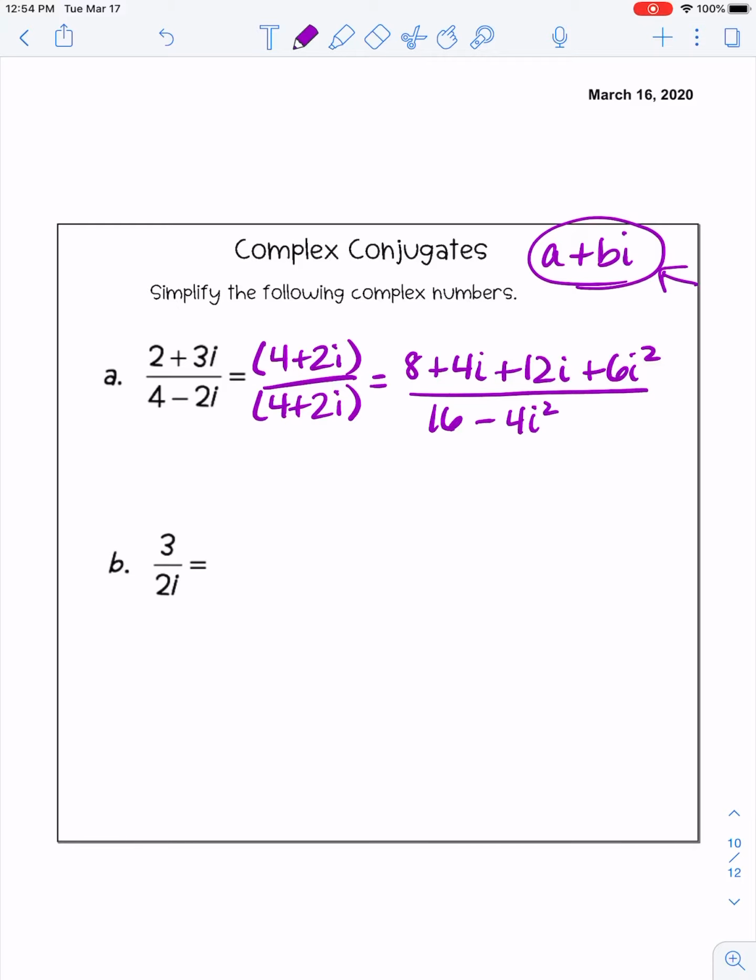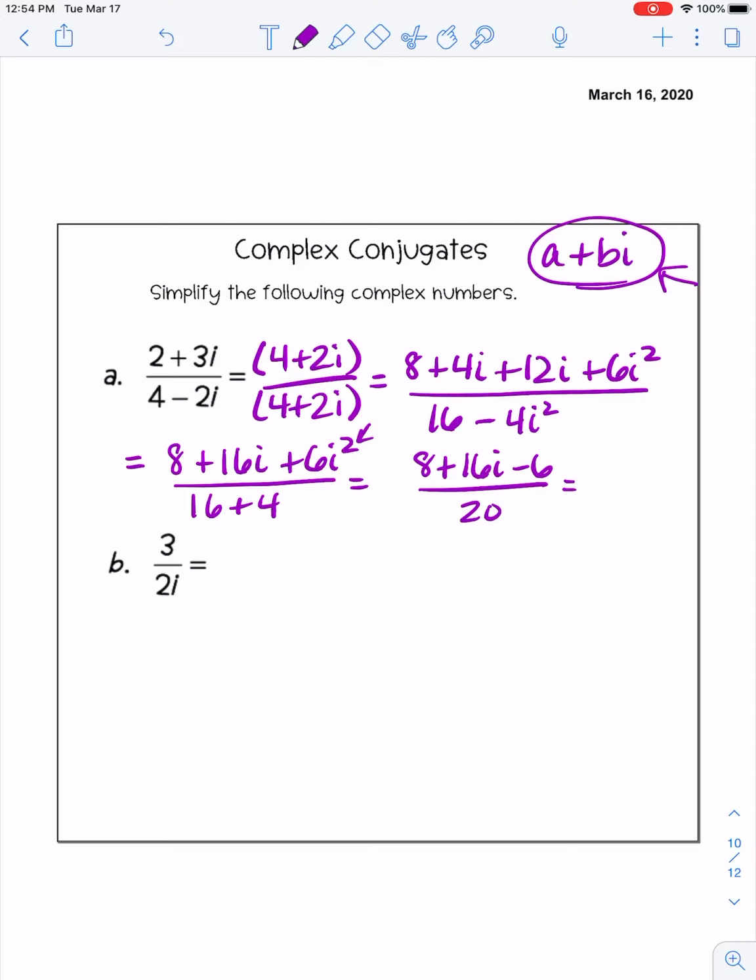So when I simplify, combine like terms, my numerator is going to be 8 plus 16i plus 6i squared over 16 plus 4, right? And then remember, this i squared here is actually negative 1, so that's going to give me 8 plus 16i minus 6 over 20, and then 8 minus 6 is 2 plus 16i over 20.